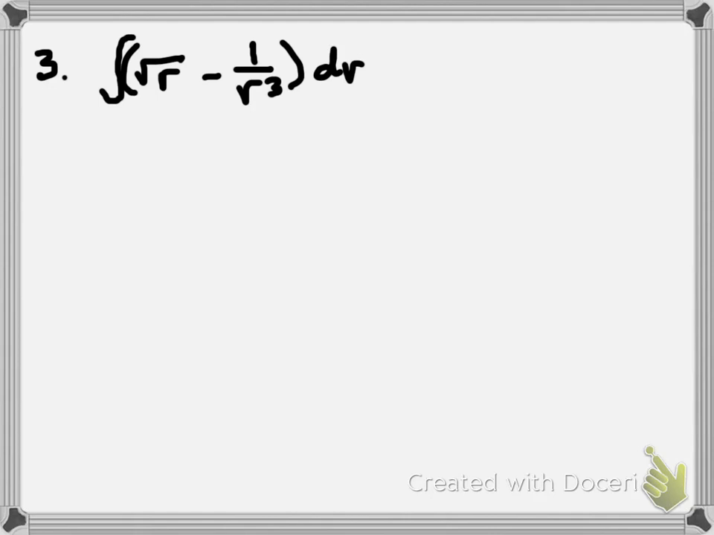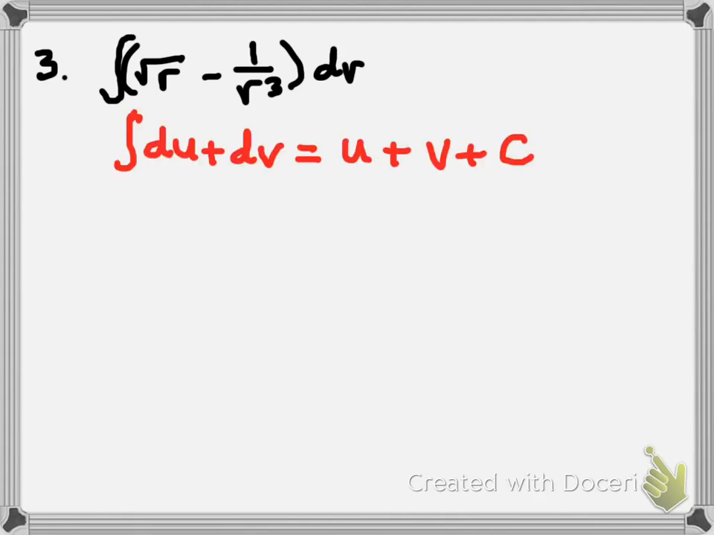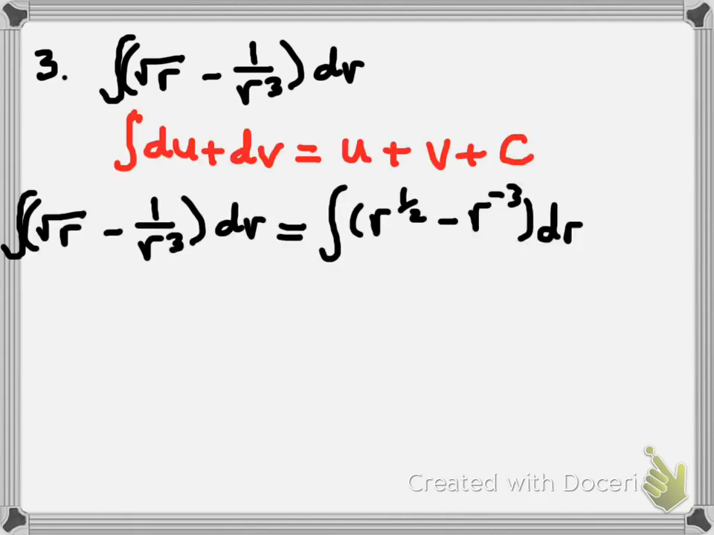Sometimes you have scenarios where you will have to rewrite the function first before you can take the antiderivative, so that it will fit the power relationship. So for this example we have here, we're going to apply the sum relationship as well as the power relationship. But first of all, we have to rewrite it. Square root of r is r to the power half, and 1 over r cubed is r to the power negative 3.